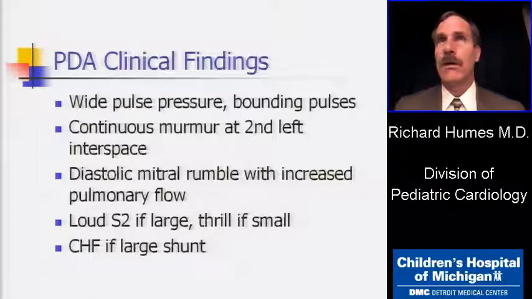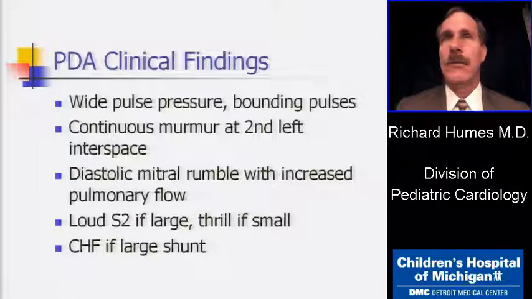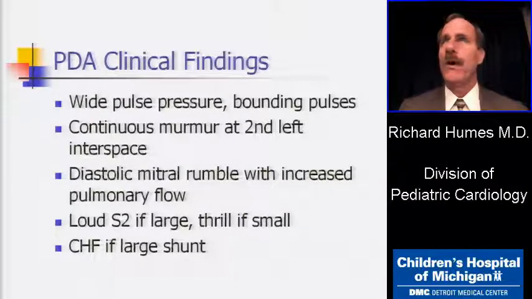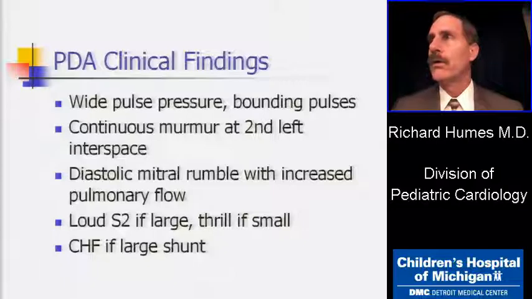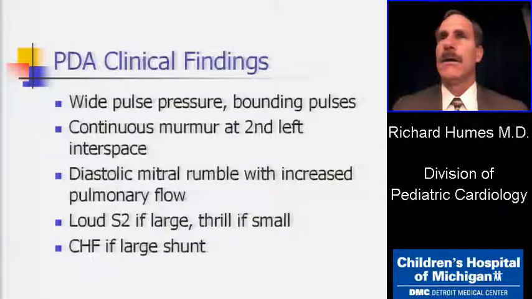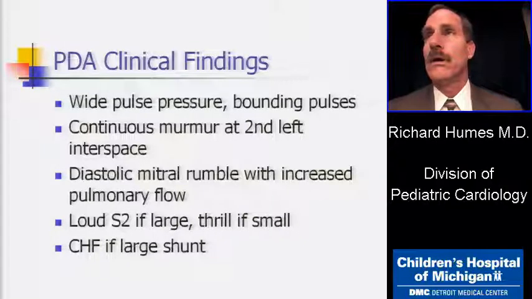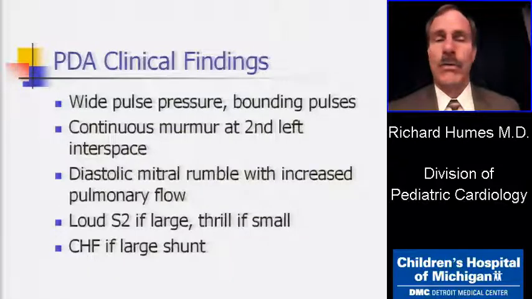If you have a lot of shunt, ductus can produce profound congestive heart failure. These patients can have some of the worst congestive heart failure that you will see, and it can develop relatively early in life in an otherwise normal infant.